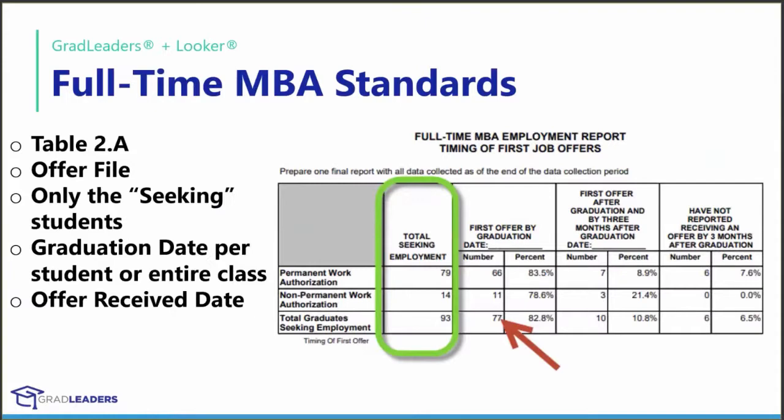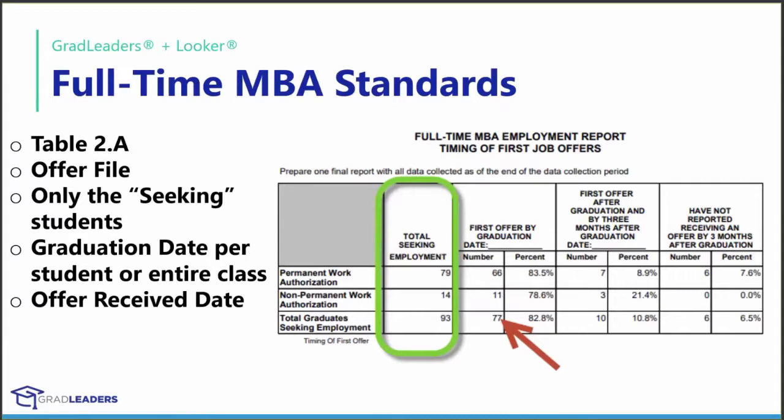If we then proceed on to the next table in the chart, Table 2A is about the timing of the first job offers, and it's in relation to your graduation date. The system will allow you to configure one of two different ways. Some schools are in a situation where all their students in a particular group have the same graduation date, in which case you can just have one setting that pertains to the entire class.